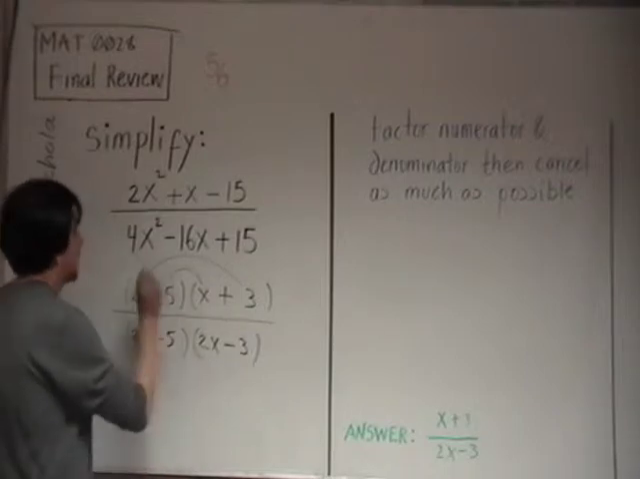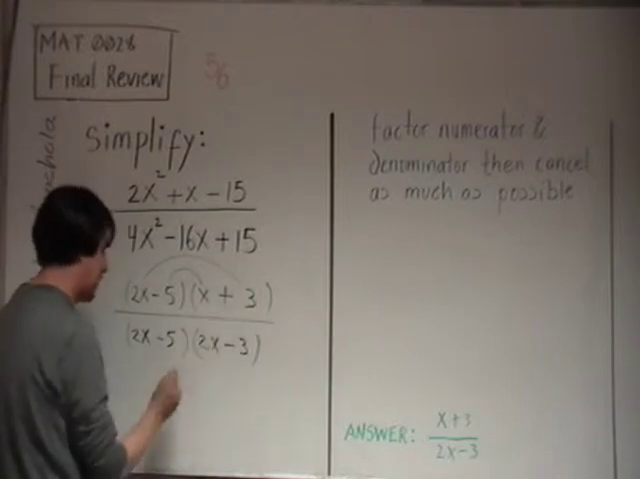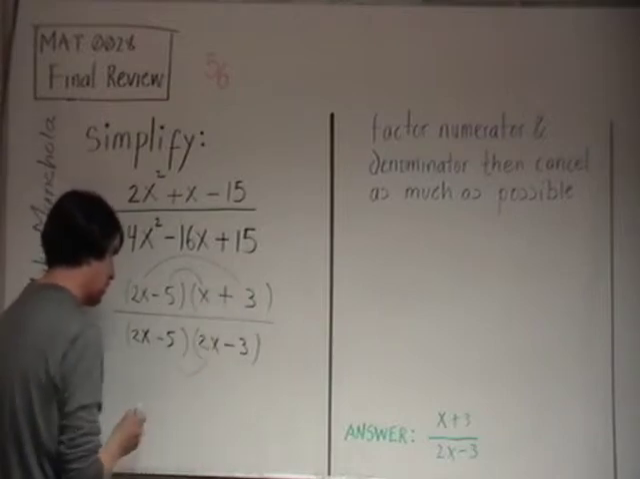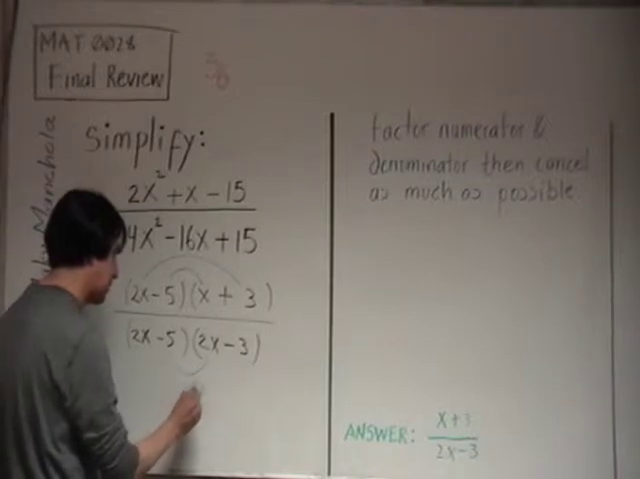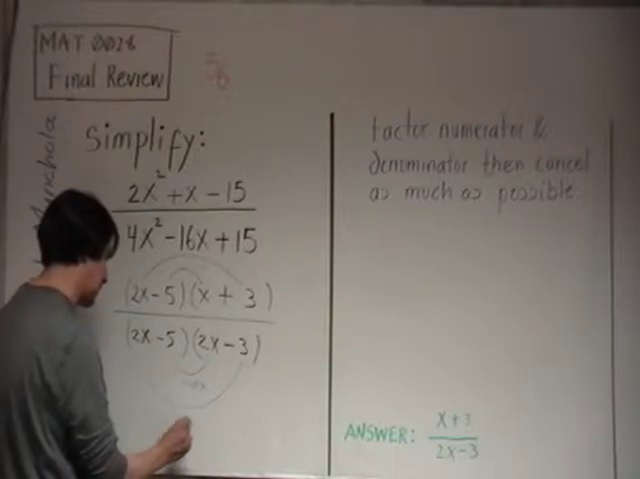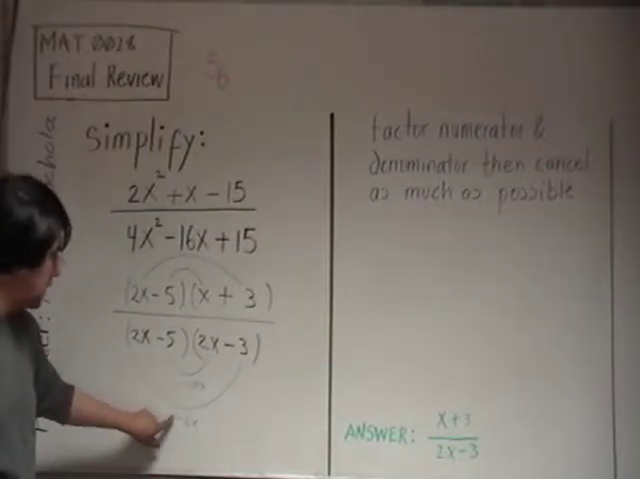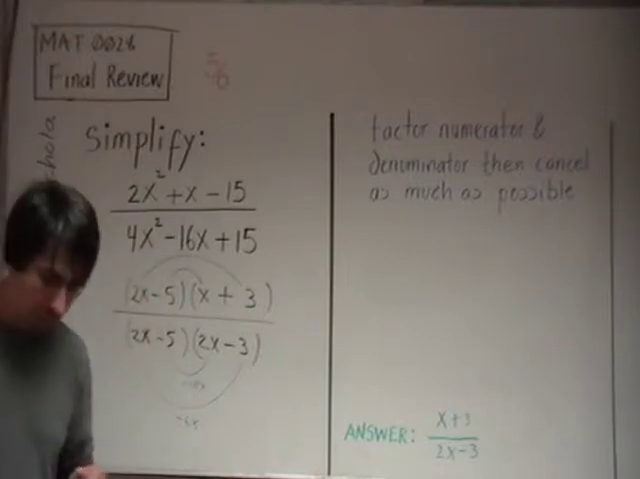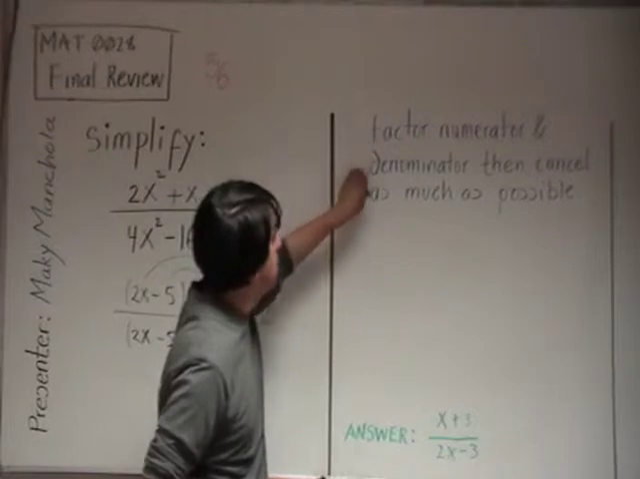You can expand the bottom. 2x times 2x, 4x squared. Negative 5 times negative 3, positive 15. And negative 5 times 2x is negative 10x. 2x times negative 3 is negative 6x. Negative 10x and negative 6x combine into negative 16x. So this part is complete.